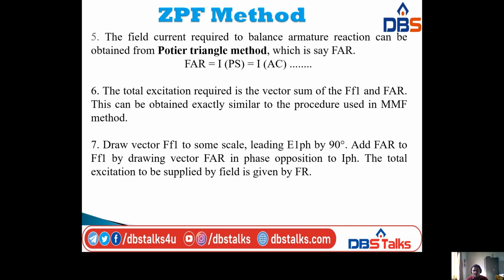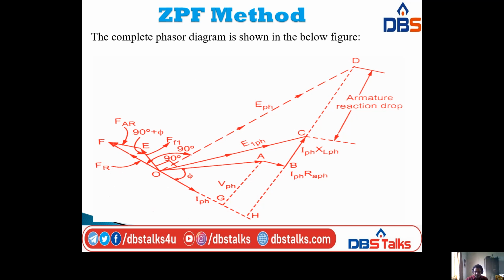drawing vector FAR in phasor opposition to I phase. The total excitation to be supplied by the field is given by Fr. So this is the procedure we maintain to draw the phasor diagram. So this is the complete phasor diagram for those points. Okay, this is the complete phasor diagram. So here we are using Fr and FAR. Next, FF1 like this, and E phase, the armature reaction drop. Okay, these are the points we are taking.